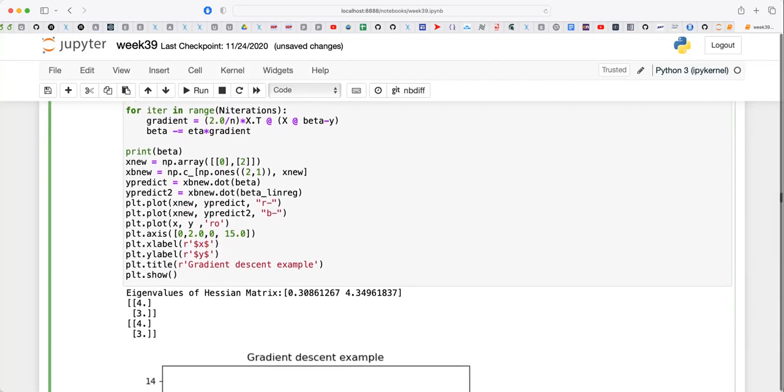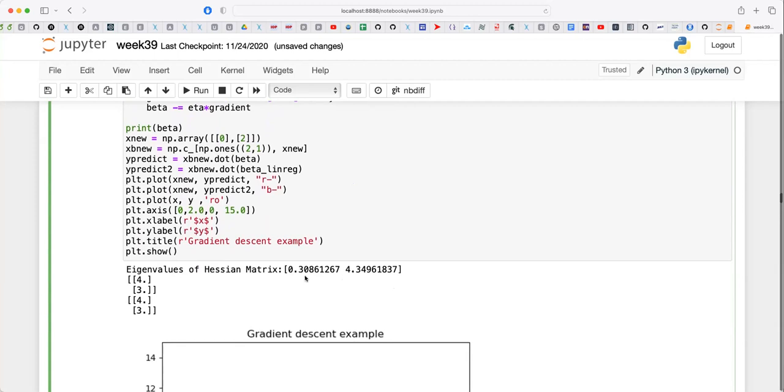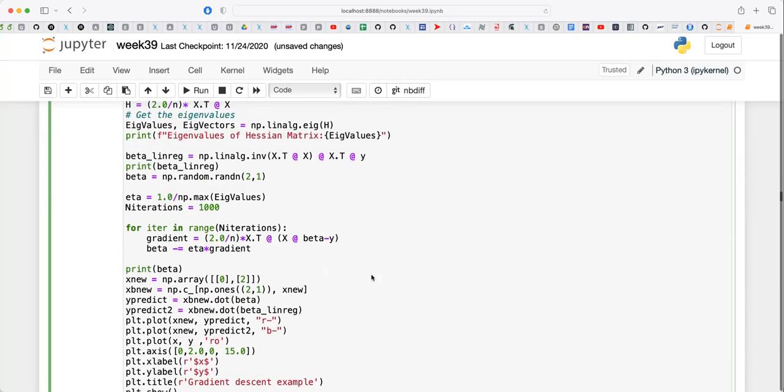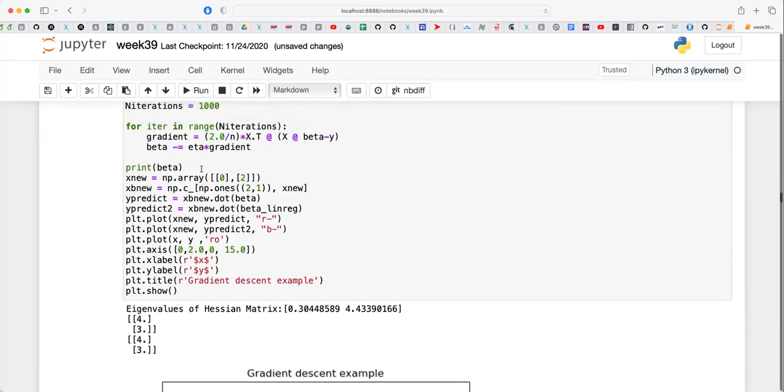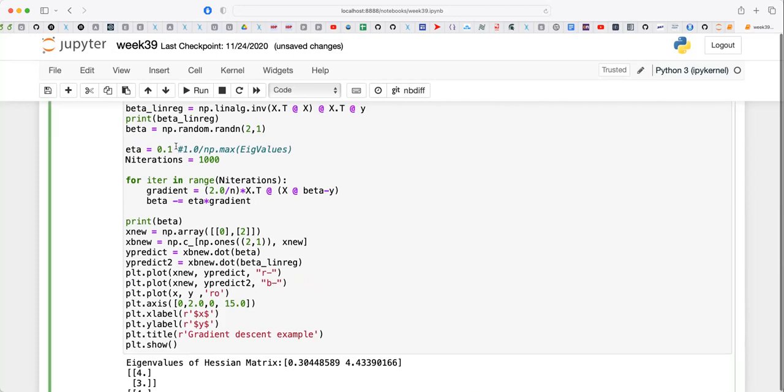If you look at the eigenvalues, they are between 0.3 and 4.3, something like that. So let's change this parameter. Let's see what happens if I change this parameter to something which is... so I said 4.3. Let's say we put eta to 0.1. Let's see what happens. So I skip the eigenvalues which come from the Hessian matrix, and that seems to be working okay.